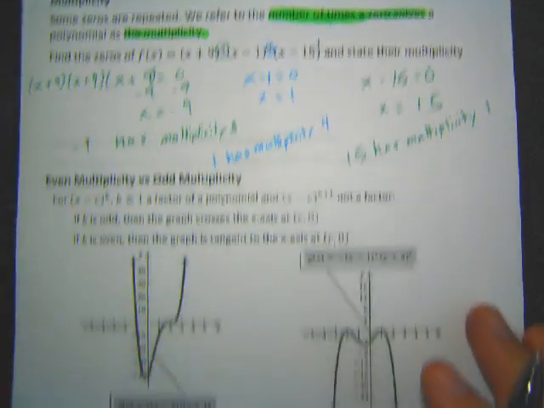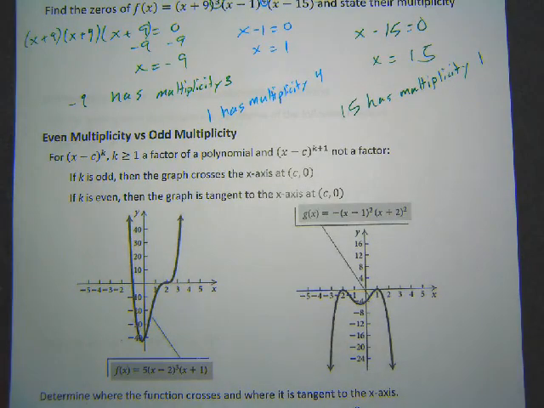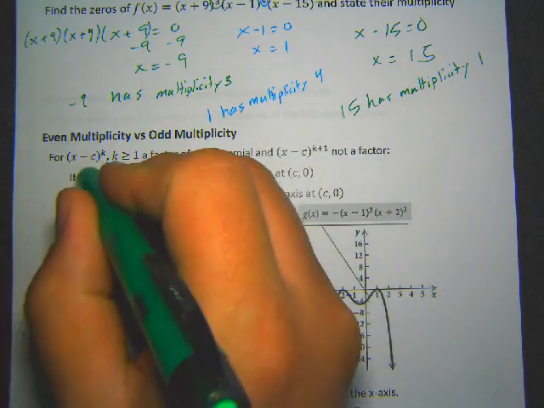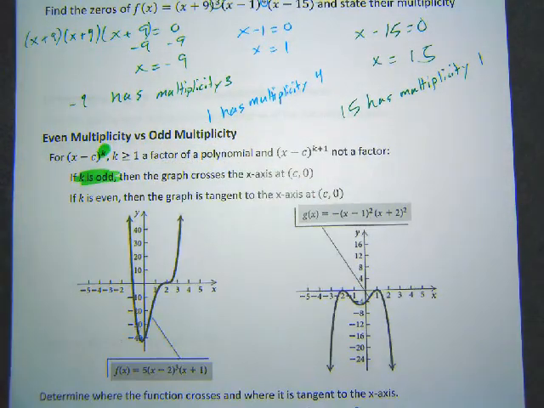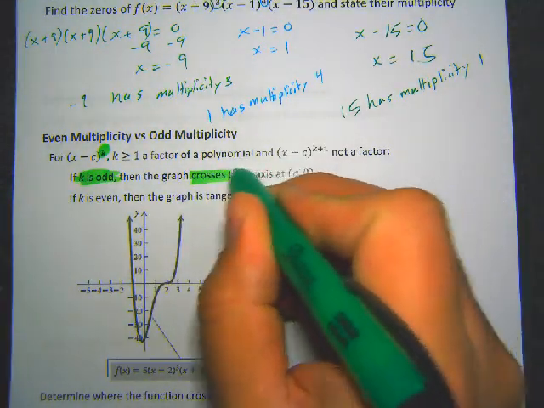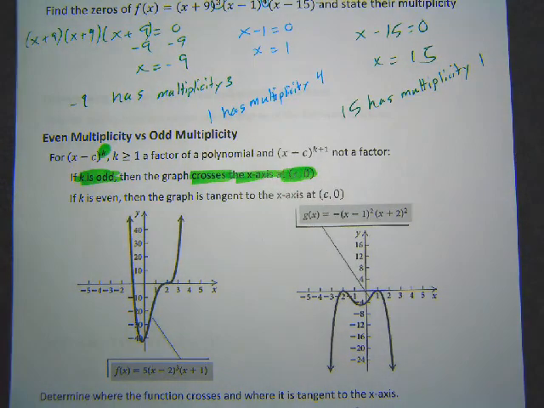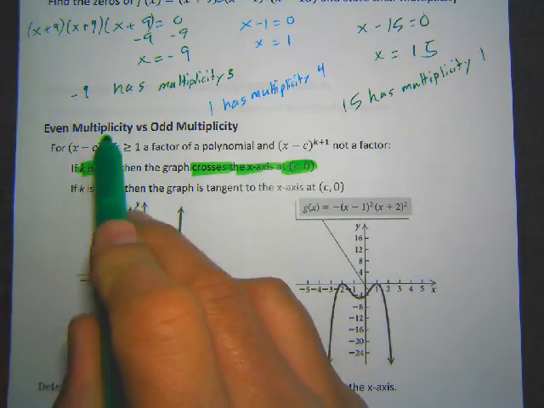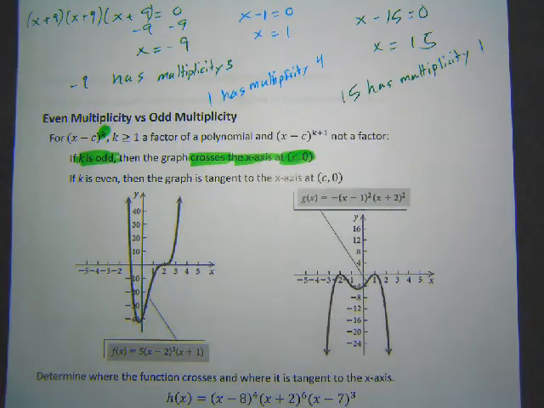Now, multiplicity, why do we even care? Well, we care because it actually affects the way the graph is drawn. So the graph will look different depending on the multiplicity. So there's 2 main things. First, you can have odd multiplicity. So if your power, your degree, is odd, so you get odd multiplicity, then the graph is going to cross the x-axis at that 0. So remember we said that every real 0 is an x-intercept. And so if you have an odd multiplicity 0, then it's going to cross.